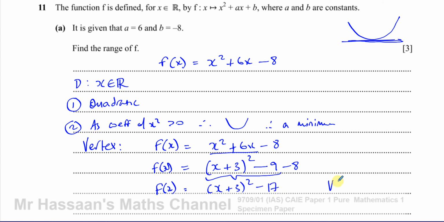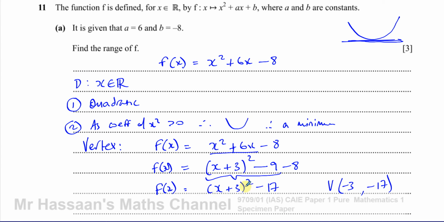So the vertex of this function is given by the y value being minus 17, which is what we're going to use in our answer. And just for information's sake, the x value of the vertex will be whatever value of x makes this bracket 0, which is going to be negative 3. This function will reach its smallest value when this bracket becomes 0, because you've got minus 17 plus something.